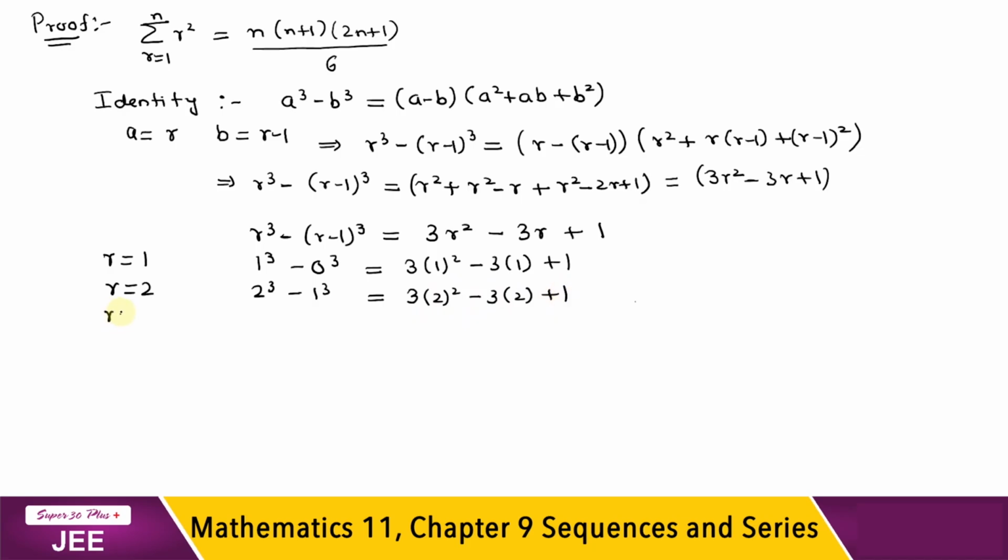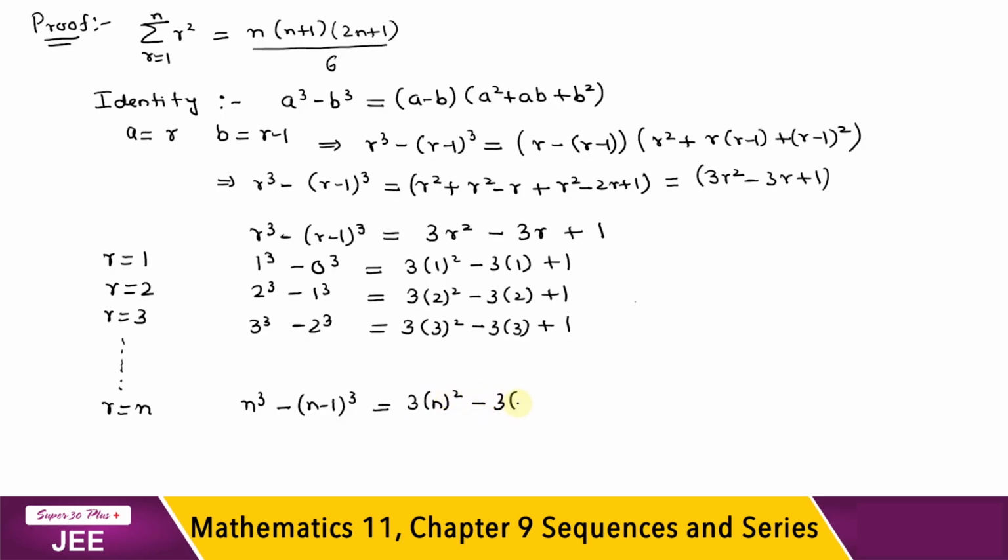Now if we substitute r equals 3 in this identity, we get 3 cube minus 2 cube equals 3 into 3 square minus 3 into 3 plus 1. And we can continue this till r equals n. So when r equals n is substituted in this identity, it becomes n cube minus (n minus 1) whole cube, which is equal to 3n square minus 3n plus 1. Alright students, I hope everybody is getting till this point.